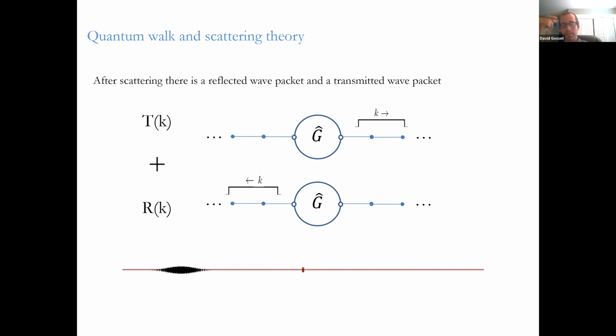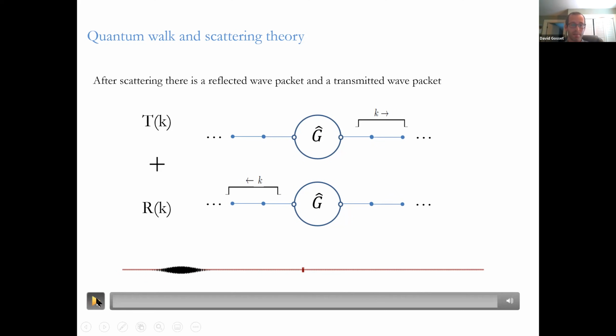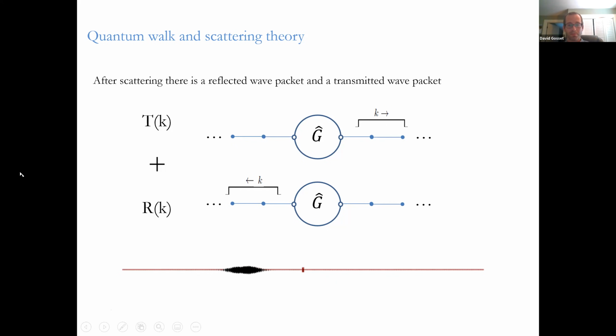The transmission will occur with some amplitude t of k that maybe we don't know. t of k can depend on details of the graph G hat, and the reflection will also occur with some amplitude r of k that also depends on details of the graph G hat. So here's a little video that shows you an example of this. You can see that there's a reflected and a transmitted component of the probability after some time.